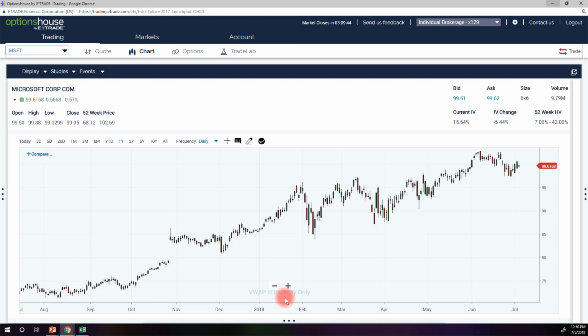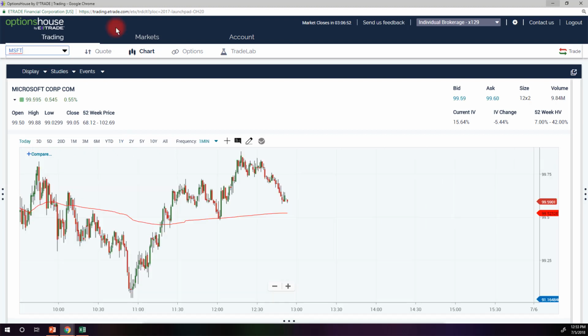And that's because I have my chart set to a 1-year chart. Remember, VWAP resets at the beginning of each trading day. So if you're getting some type of an error message, you need to put your chart to an intraday chart. Once I click on today, I'm looking at intraday candles, so each candle is representing some time frame.